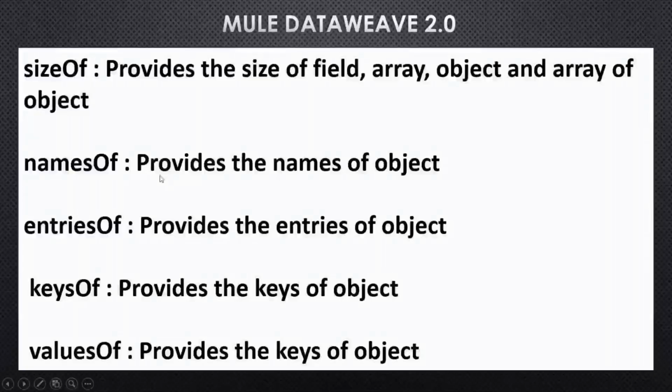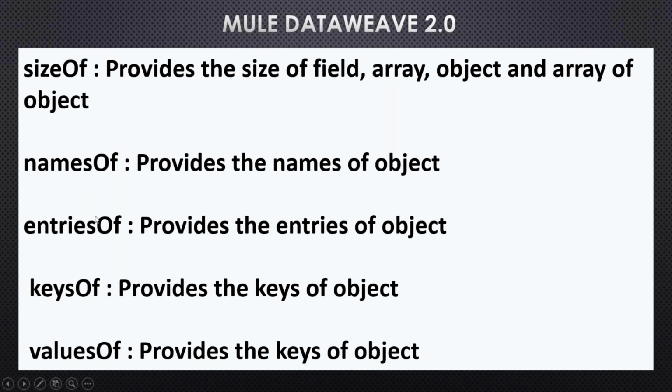Next, we will see names of, entries of, keys of, values of. The names of function will give us all the names of the object. Entries of will give all the entries, nothing but key values along with attributes of the object. In similar way, keys of will give us the keys of the object, like names of, and values of will give us the values of the object. The significance of these names of, entries of, keys of, values of usage is very less in the real time, but we mostly use size of. So next I will show you a use case example for size of.